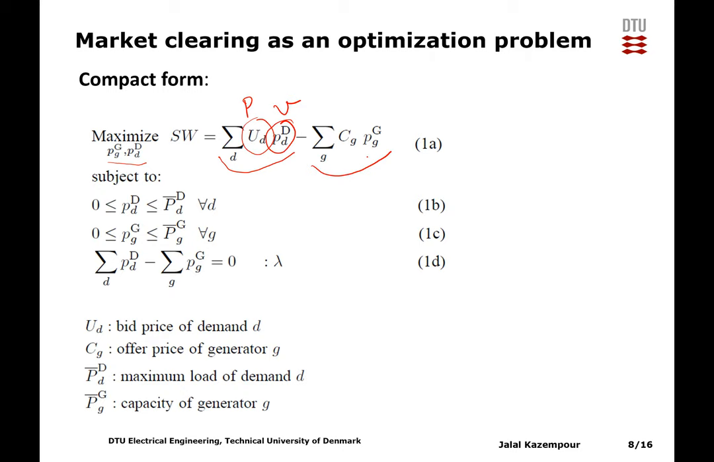So what about the second term, Achilles? In a similar way, the cost for every generator, C_G, is a parameter. And again, in a similar way, P_G is the variable to be found. Very good. Can you also explain the constraints? What about the first one? So 1B is the set of all the operational limits for the demands. Yeah. So what does this sign mean?